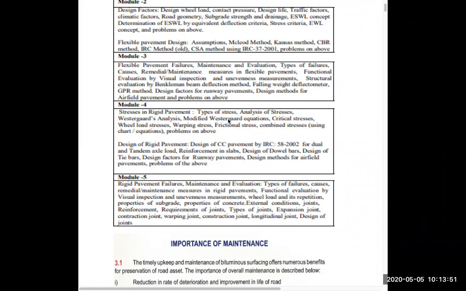And we have a combination of all this: combination of wheel load, warping, and frictional stress. It is very interesting. Combined stresses. So using charts or equations, with respect to Westergaard's equation. This first part of module 4, we have already done the majority of the things in the highway engineering part in pavement design. So it is a kind of repetition of various concepts.